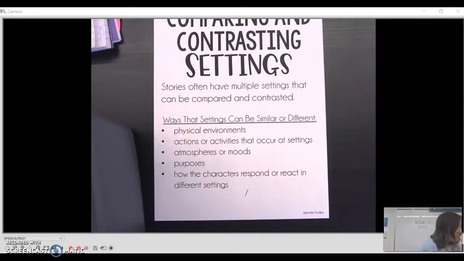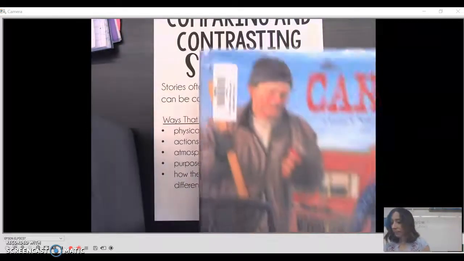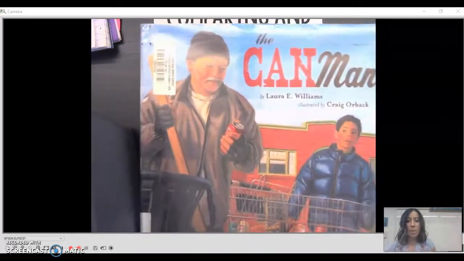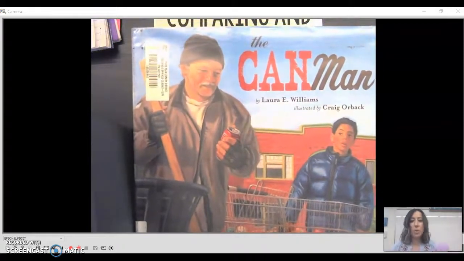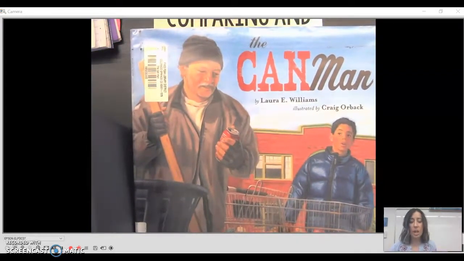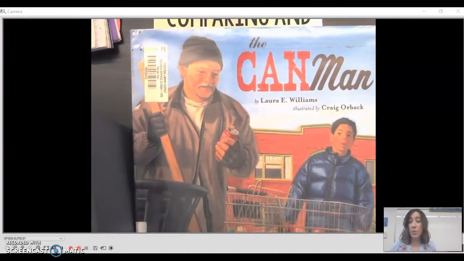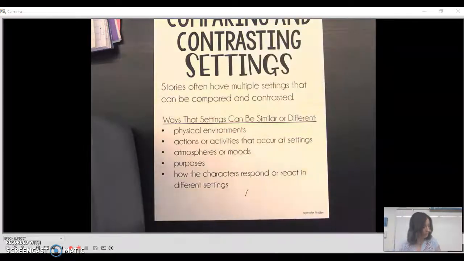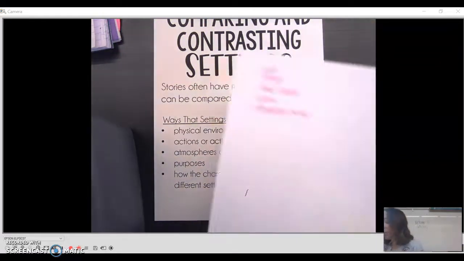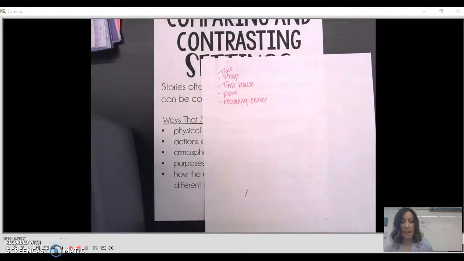So let's take a look at our book from last week, The Can Man. And today I want you to watch me as I go through comparing and contrasting two settings from this book in preparation for you guys doing this with your own book. So the first thing that I thought of before I started comparing and contrasting was to actually make a brainstorm of what were the settings in this book.